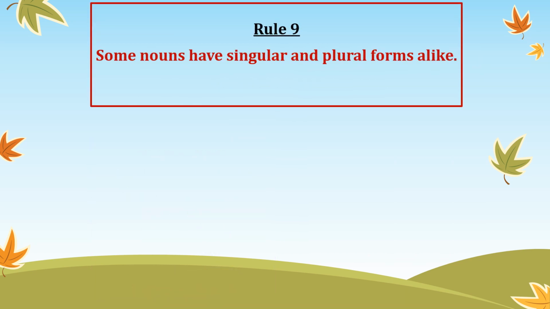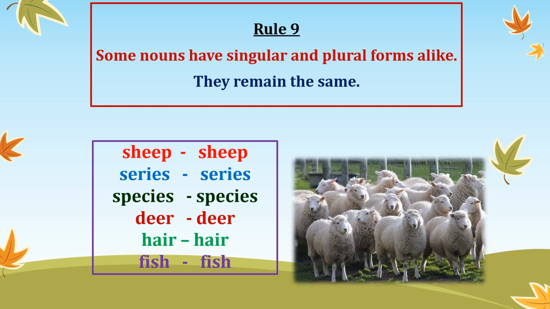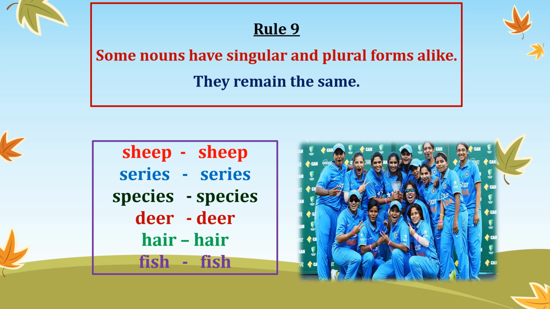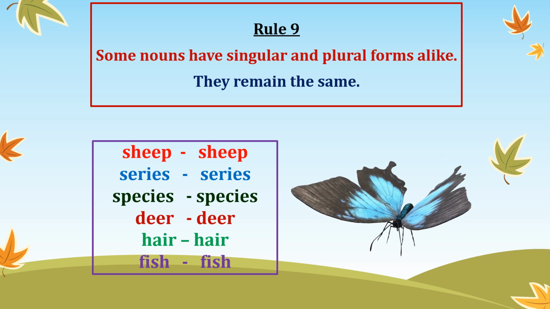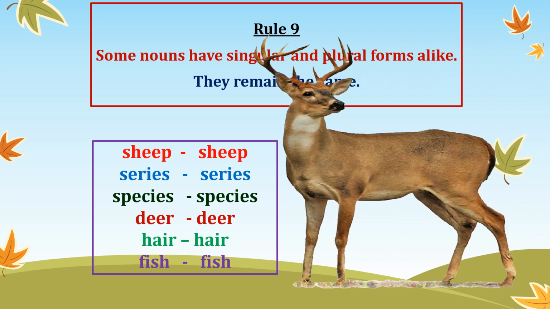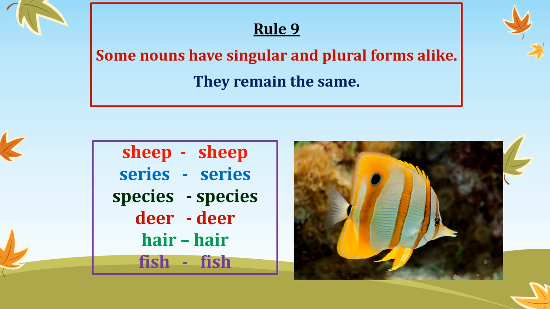Some nouns have singular and plural forms alike. That means they do not change. They remain the same. Let us see what they are. Sheep. Sheep, if we are talking about one, it is sheep. And more than one also are called sheep. Series. Series remains series in plural form too. Similarly, species remains species in plural form. One deer is a deer and 5 deer are also called deer only. Hare remains hare and fish remains fish.